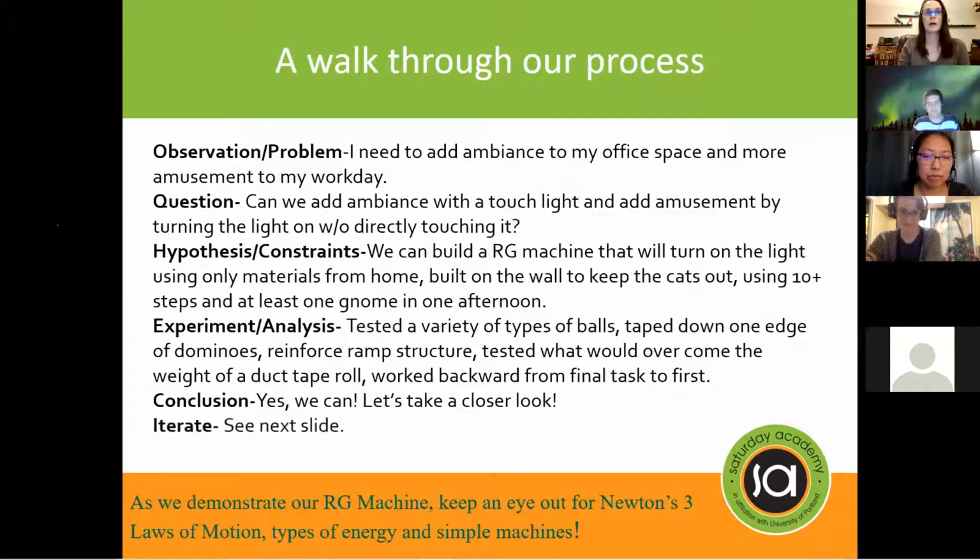And then we'll talk about iteration in the next slide. As we take a closer look at the Rube Goldberg machine, I'm going to ask you guys to keep an eye out for Newton's laws of motion, types of energy that you see, and simple machines. So I'm actually going to go over those real briefly before I show you the machine in depth. If you're not quite sure what those are, or if it's been a long time since you've thought about them, I'll go over those real briefly.